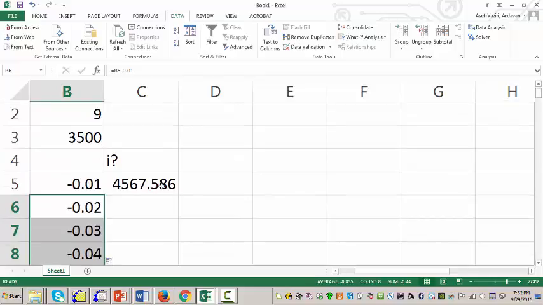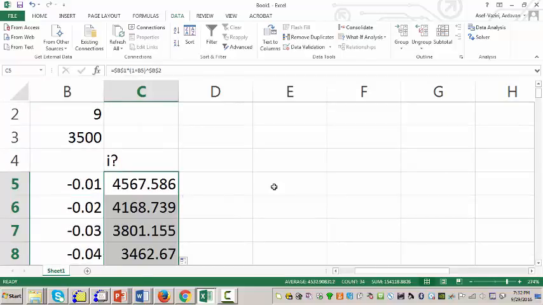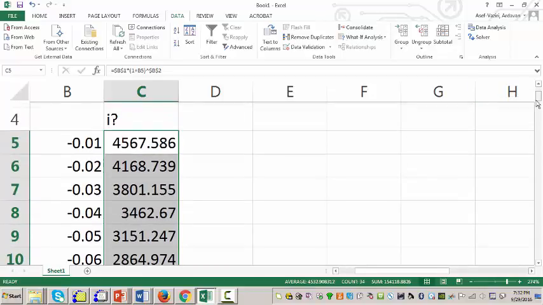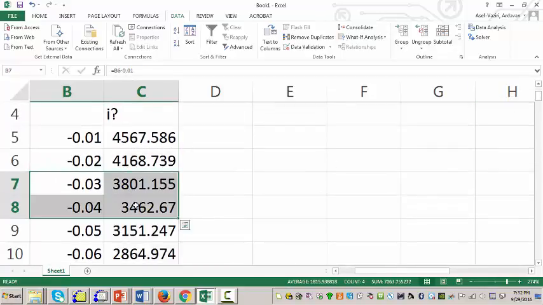Then I will go up and I copy this down. I copy it down. I come here. And I see that my interest rate must be between negative 3% and negative 4%. Why? Because at negative 3% it is more than 3,500 and negative 4% it is less than 3,500. Therefore it is there. But maybe negative 3 or negative 4 is not enough. Maybe I want more precision.